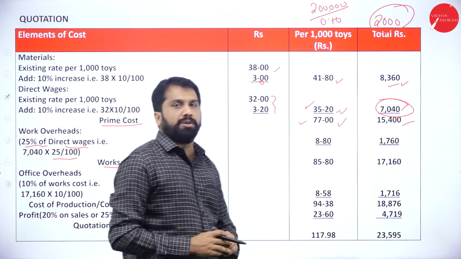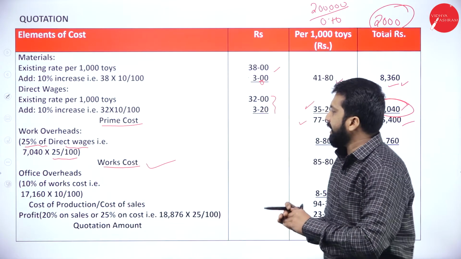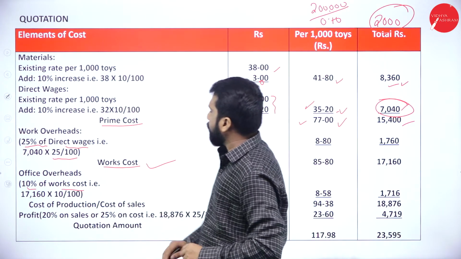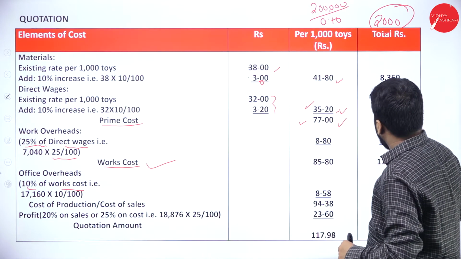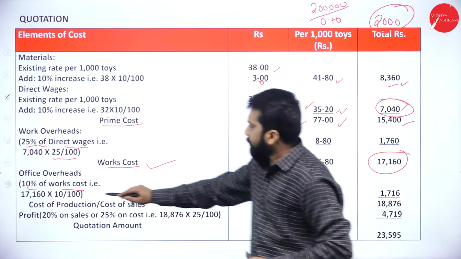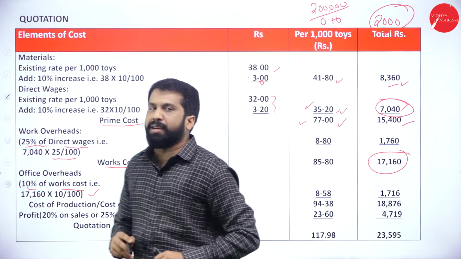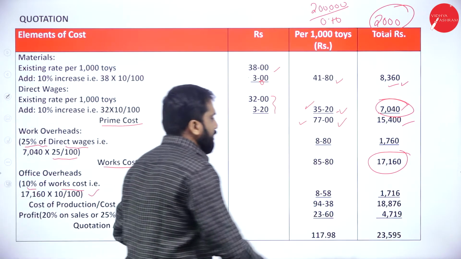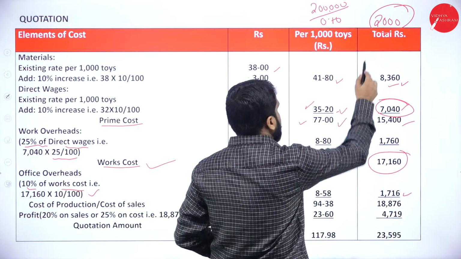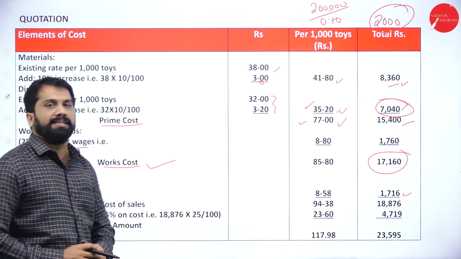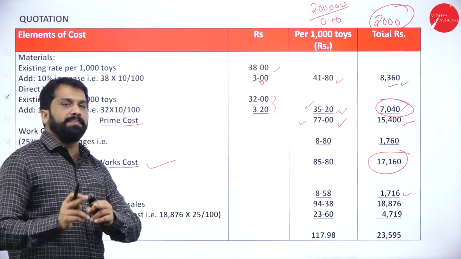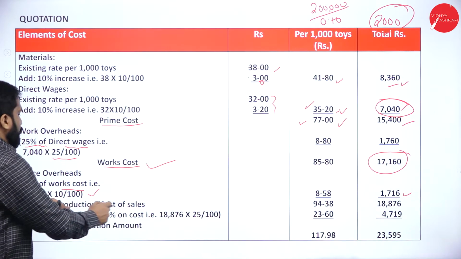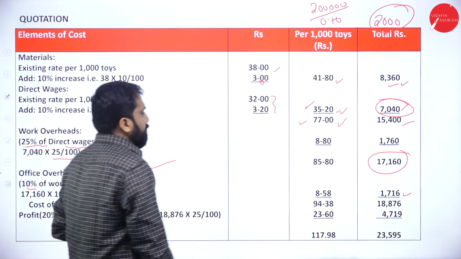So up to work cost over, what will be the next? Next will be office overhead, 10% of work cost. Your work cost is how much? 17,160. 17,160 into 10%, you will get 1716. See, it will be 1716. Divided by 2000, you will get around 8.75. Clear? Yes.